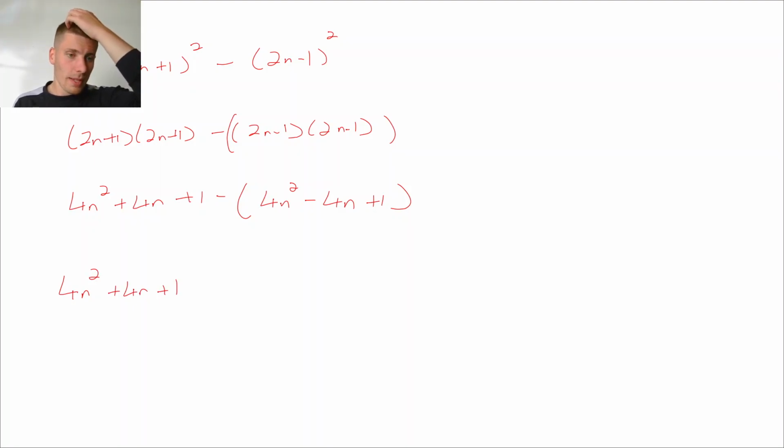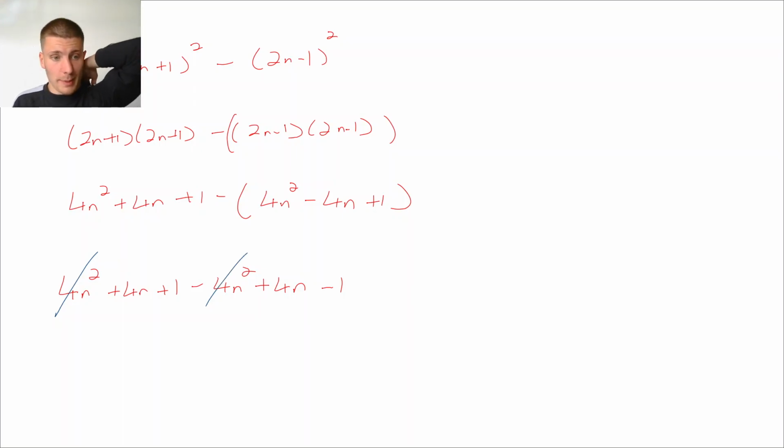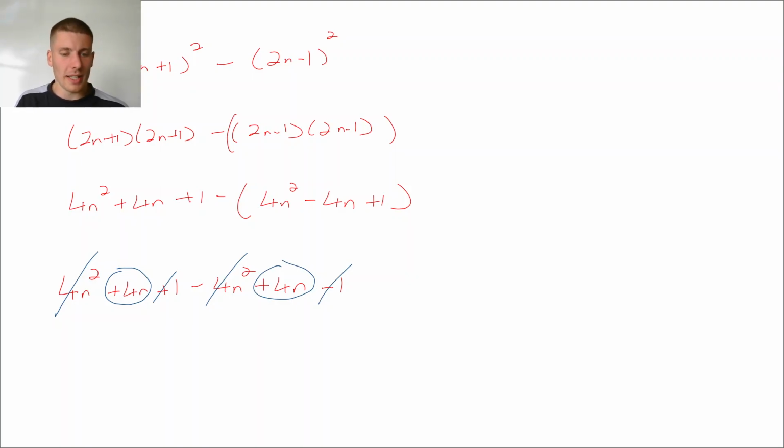And then we're going to be taking away that 4n squared. This negative times by that negative 4n will give me plus 4n. That negative times by that plus 1 is going to give me negative 1. And then there's going to be some cancelling going on here. I've got a 4n squared and a negative 4n squared that disappear, and I've got a plus 1 and a minus 1 that disappear. What is left? I've got a plus 4n and a plus 4n. Lovely. Why is that lovely? Because 4n plus 4n is equal to 8n.